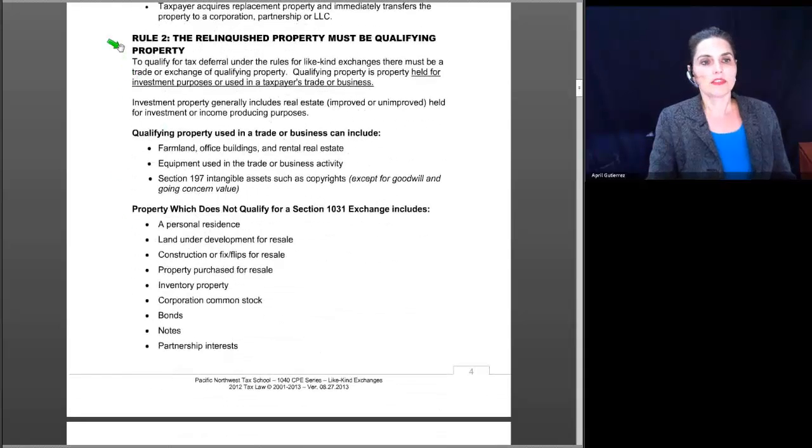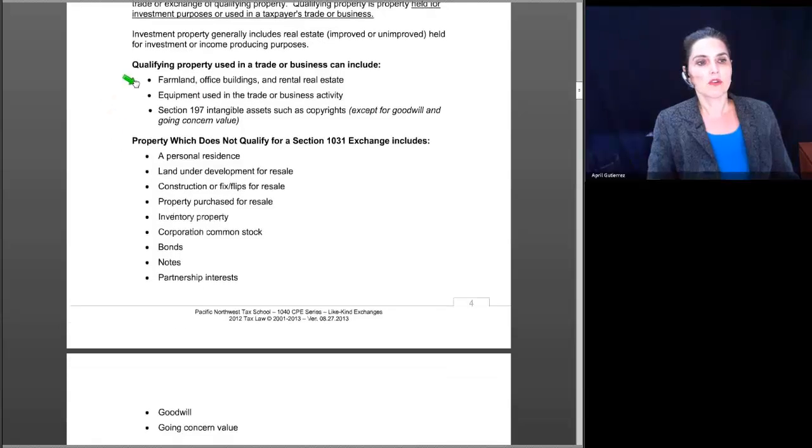Rule number 2. The relinquished property must be qualifying property. To qualify for tax deferral under the rules for like-kind exchanges, there must be a trade or exchange of qualifying property. Qualifying property is property held for investment purposes or used in a taxpayer's trade or business. Investment property generally includes real estate, whether it's improved or unimproved, held for investment or income-producing purposes. Qualifying property used in a trade or business can include farmland, office buildings, and rental real estate, equipment used in the trade or business activity, and Section 197 intangible assets such as copyrights, except for goodwill and going concern value.